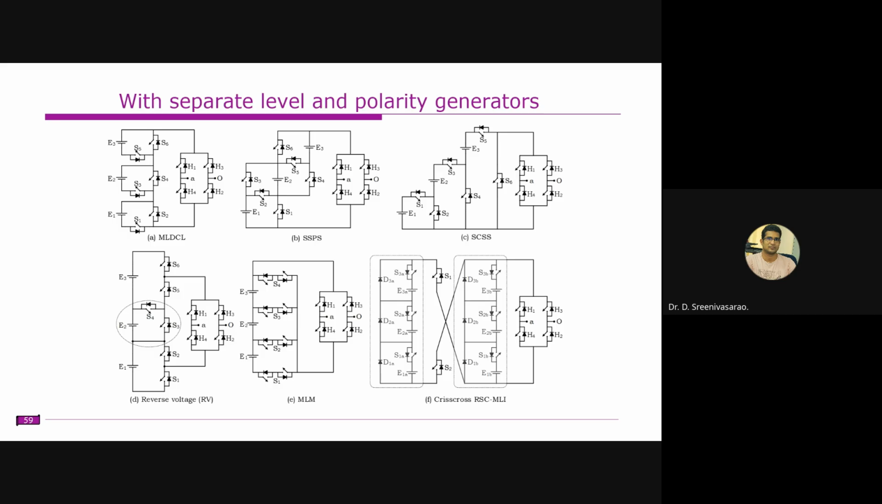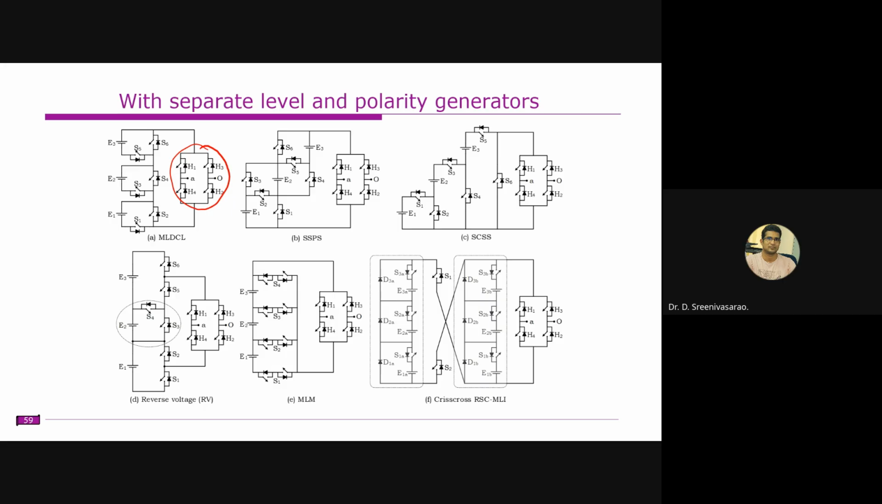So this one is the separate level and polarity generators. That means the inverter is divided into two parts. One is the level generator part and another is the polarity generator part, right? This one is the level generator, responsible for producing levels like 0 level, 100 volts level, 200 volts level, likewise. All are unipolar levels. Whereas this H-bridge is responsible for converting these levels into the positive half cycle and the negative half cycle.